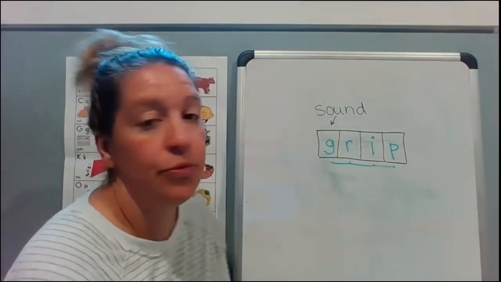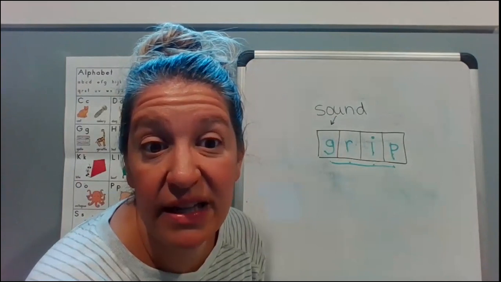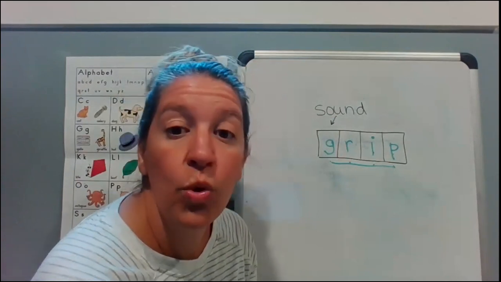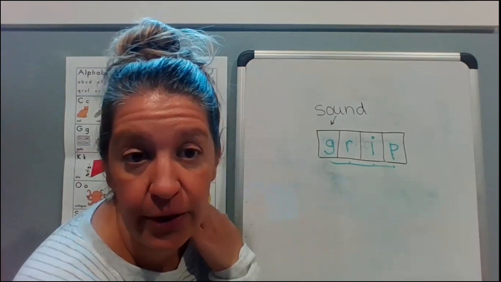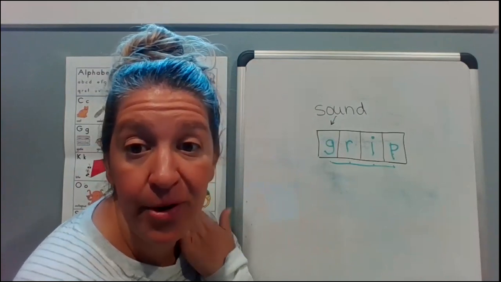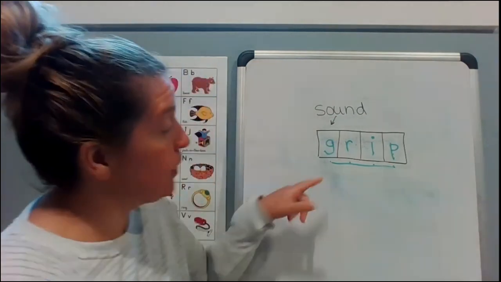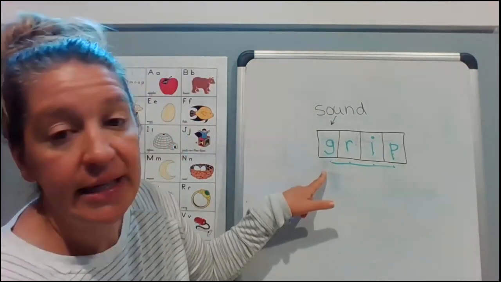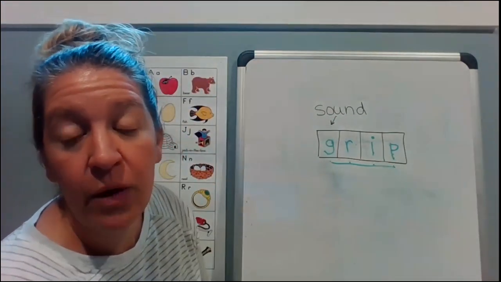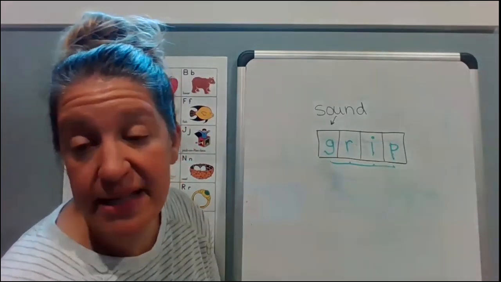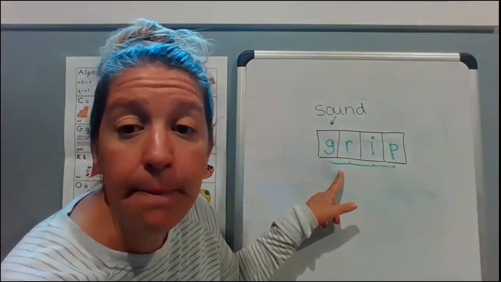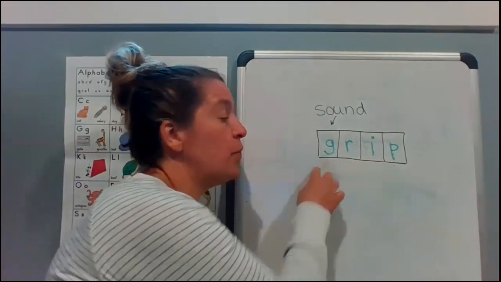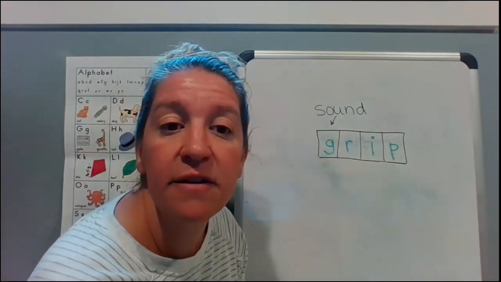Now, I don't want you to erase this word grip. I actually want you to leave it up there. We're going to change 2 sounds to make a new word. If you are using a paper and pencil, then you can draw another box underneath. If you're using a whiteboard, then you can just erase. You're going to see me just erase. We're going to turn the word grip into the word flip.